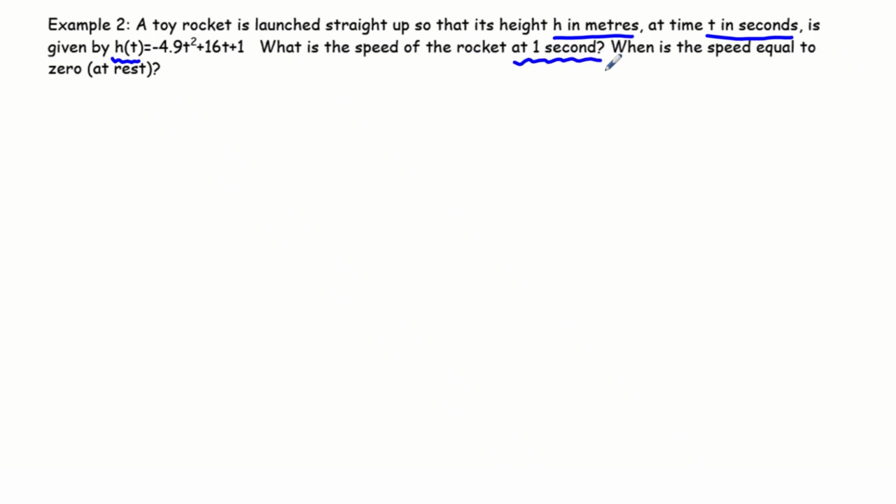Whenever you are looking for a rate of change question, the first question you want to ask yourself is, are you looking for the slope of secant, or are you looking for the slope of tangent? How to tell? See if you have 1 time or 2 times. Here you have at 1 second, so it means at 1 point. Then you know this is an instantaneous rate of change, the slope of tangent.